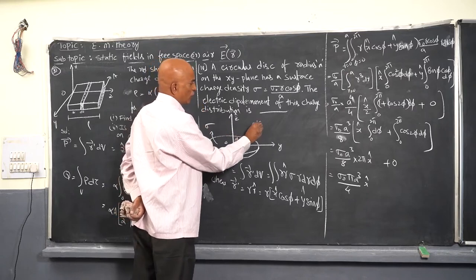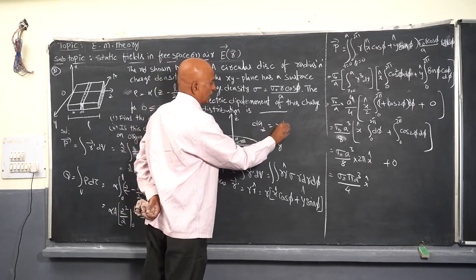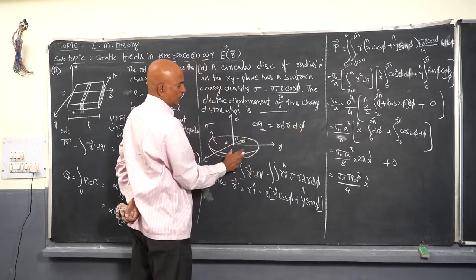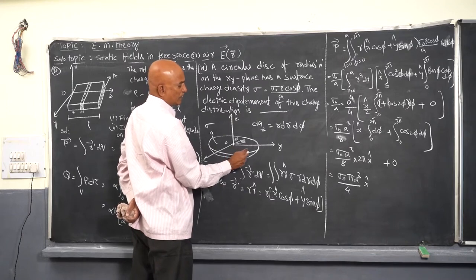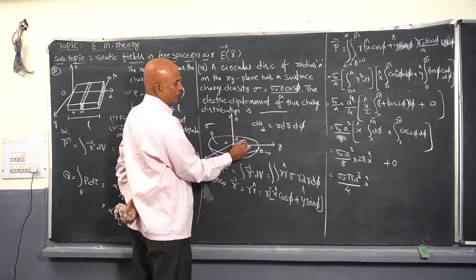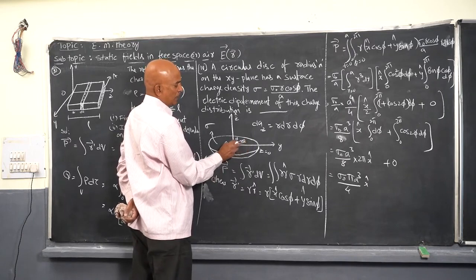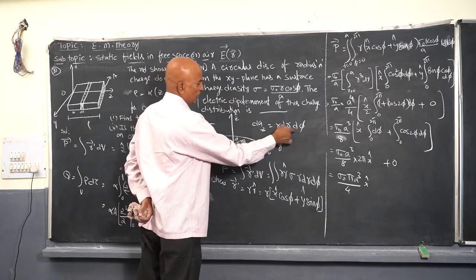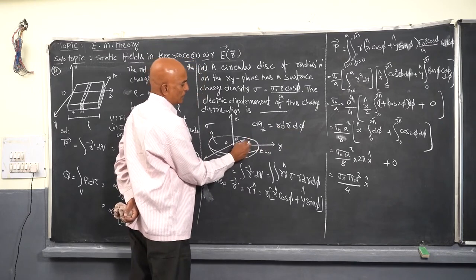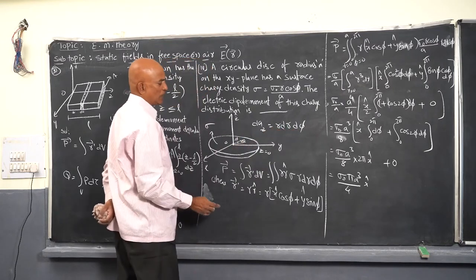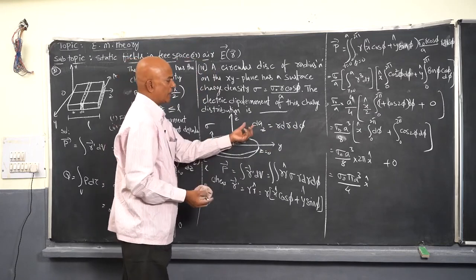The area element with constant z is r dr d phi. The area element in cylindrical coordinates with constant z on the circular disc in the xy plane, where z is 0. What is the area of this element? This is d phi, this is r, and this is dr. This thickness is dr, this length is r d phi, therefore it becomes r dr d phi. So now this is the area element.